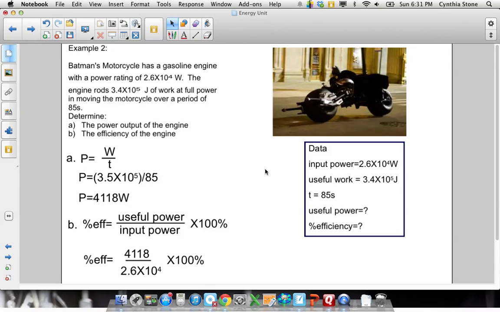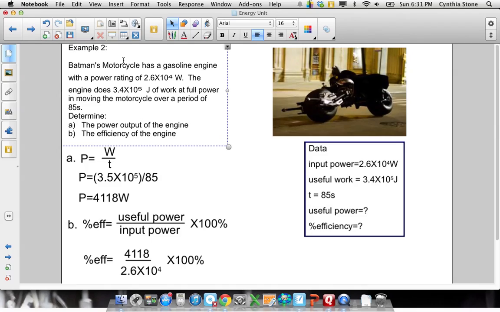Okay, my second and last example is Batman's motorcycle has a gasoline engine with a power rating, scientific notation, that's good for you to practice, that's 26,000 watts. The engine does 340,000 joules of work at full power in moving the motorcycle over a period of 85 seconds.